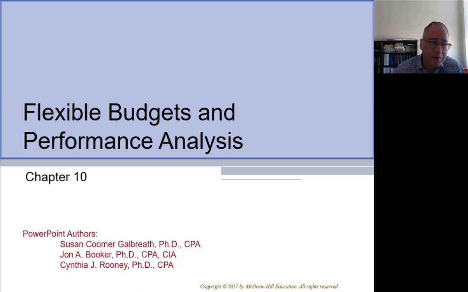And there's a key problem that we run into, and it's the idea that budgets are inflexible, that a budget is made based on the assumption that you're going to make and sell a certain number of units. And reality doesn't always turn out that way. So how can you adjust your budget to reflect the reality that you might have produced and sold more or fewer units than you had originally budgeted for?